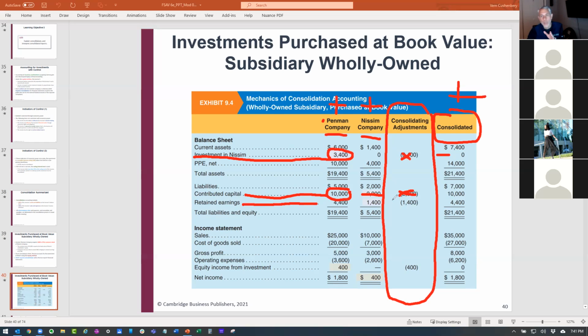Now we have consolidated all of the assets and all of the liabilities. As we do that, those will naturally flow through to the total equities and liabilities of the consolidated entity, and we can get rid of that number. And then lastly, same for the income statement. We're going to get rid of the equity income from the investment.